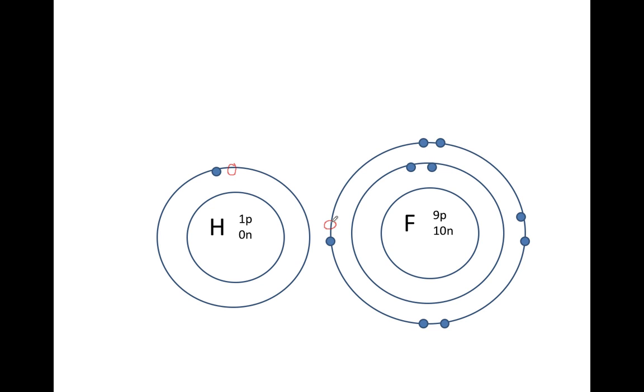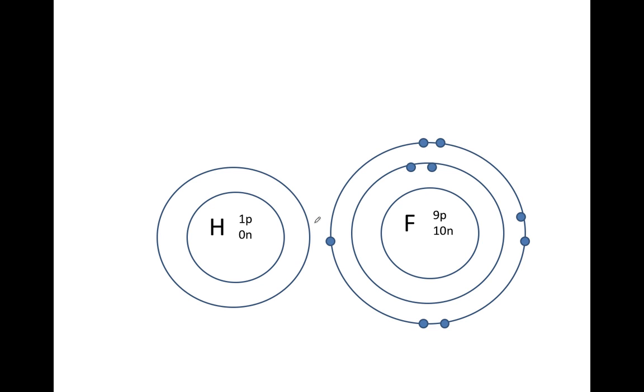So unlike ionic compounds, they're not going to transfer electrons to each other. Instead, what they're going to do is share these valence electrons with each other. Hydrogen is going to share this one with fluorine, and fluorine is going to share this one with hydrogen. So here's what we do.